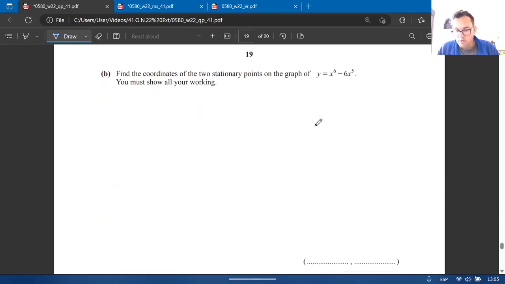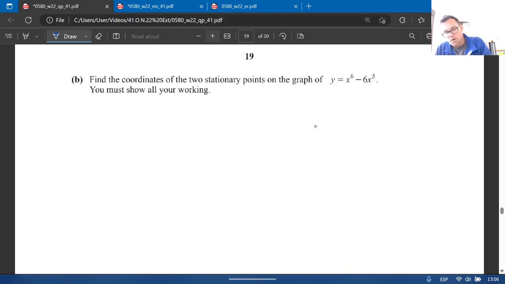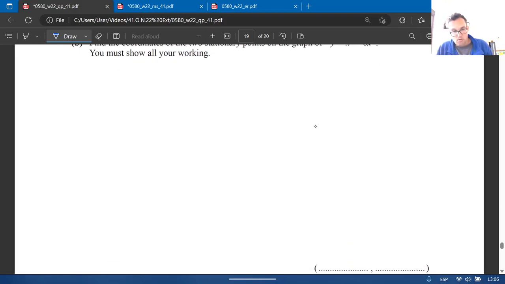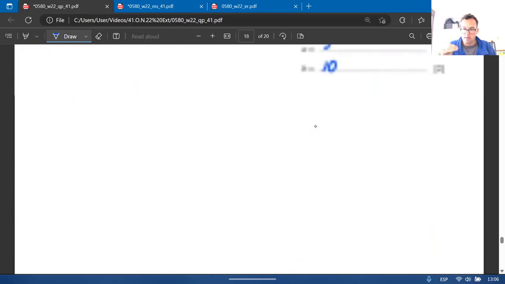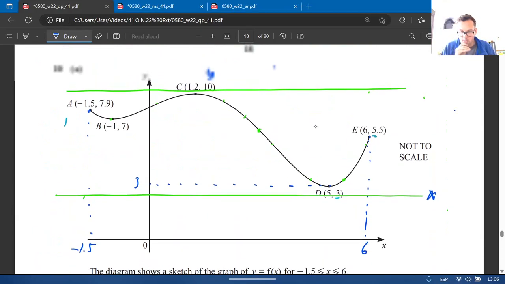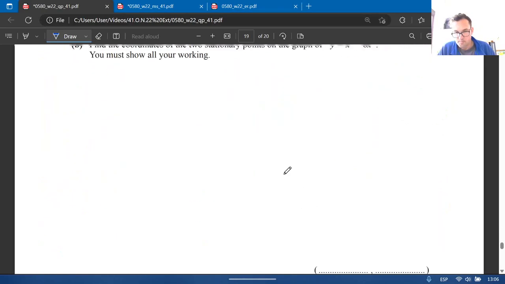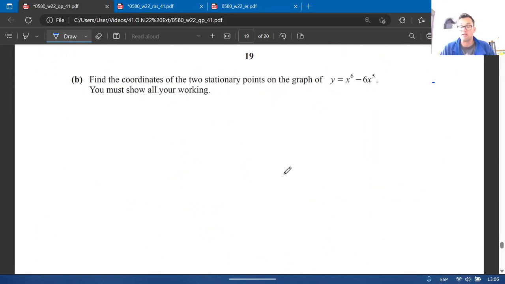Find the coordinates of the two stationary points on the graph y equals x to the power of 6 minus 6x to the power of 5. You must show your working. This is a plain, straightforward differentiation question. Stationary point, like for this, not the same graph obviously, is where the graph turns, where the gradient is zero. To find where the gradient is zero, we need to differentiate.